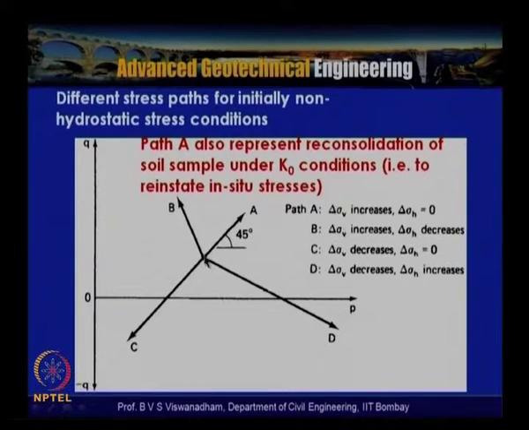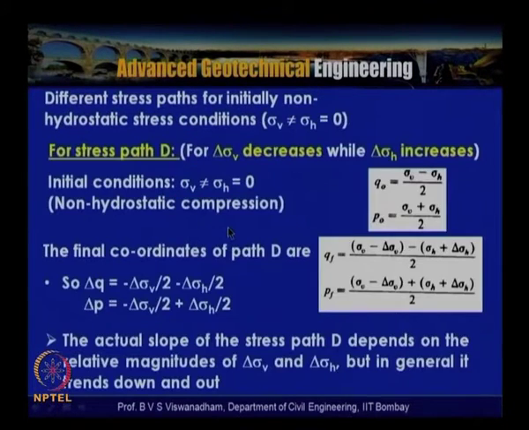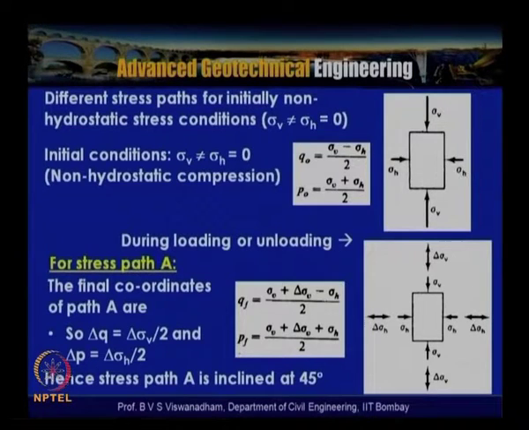Previously, when we had the hydrostatic compression, we were on the P axis, but now because of the prevalence of non-hydrostatic compression we have a certain ordinate here, and from there, for path A, delta sigma H is equal to 0, and if you increase delta sigma V then you have this condition here. So here we have delta sigma H equal to 0, and we have increased delta sigma V.